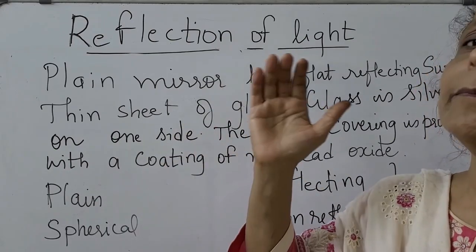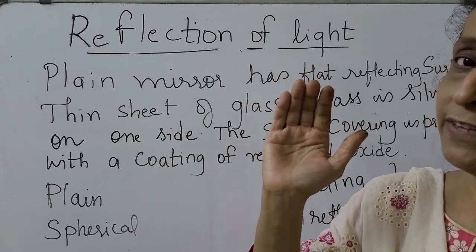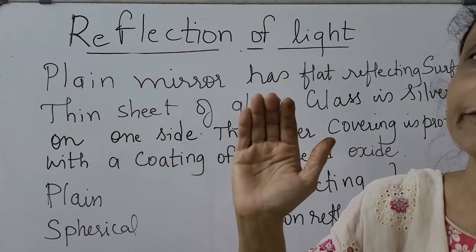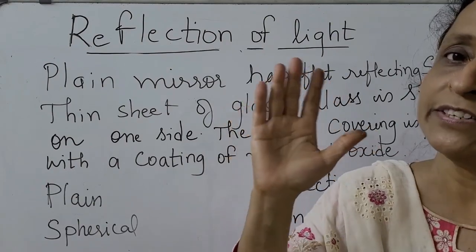Now this spherical mirror is curved. You can see the image, but it is curved. Spherical mirror is curved.